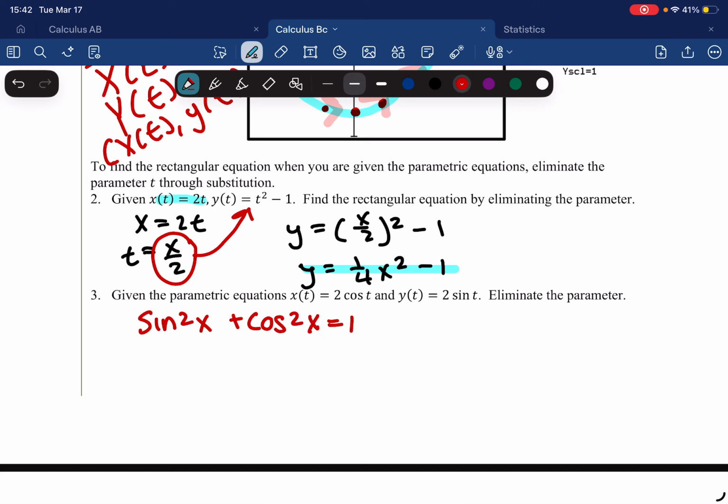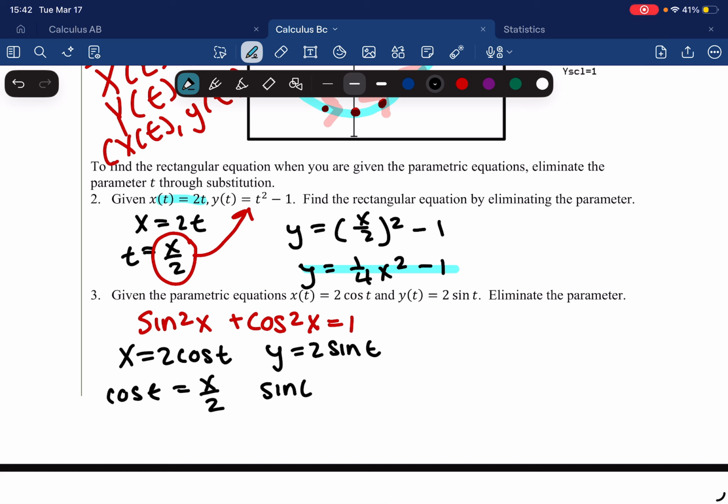And so what I ultimately need to do for each of these equations, x and y, is to get cosine and sine by itself. So I have x is equal to 2 cosine t, so cosine of t is equal to x over 2. And then I have y is equal to 2 sine t, so sine t is equal to y over 2. And then anywhere I see a cosine and a sine, I'm just going to plug in x over 2, y over 2.